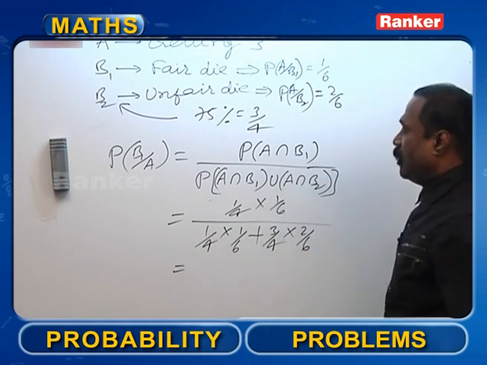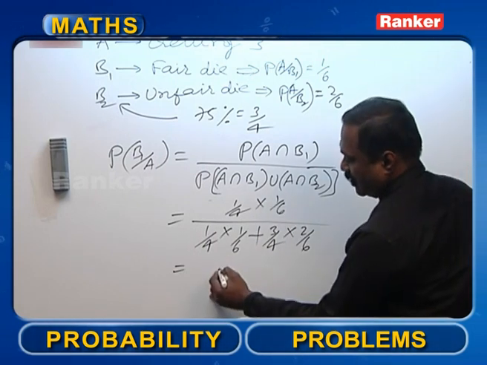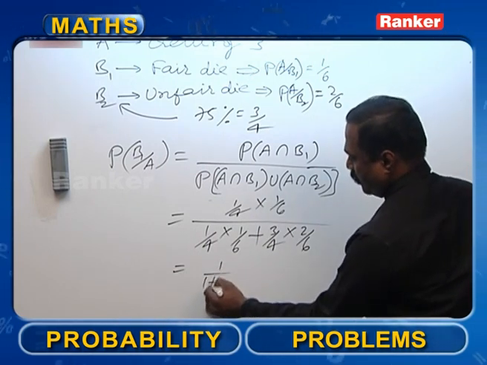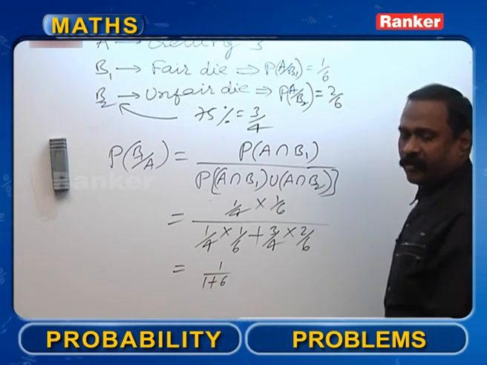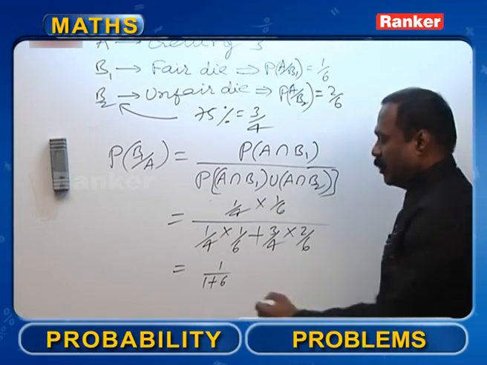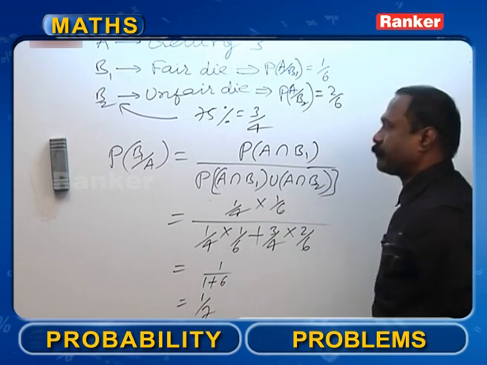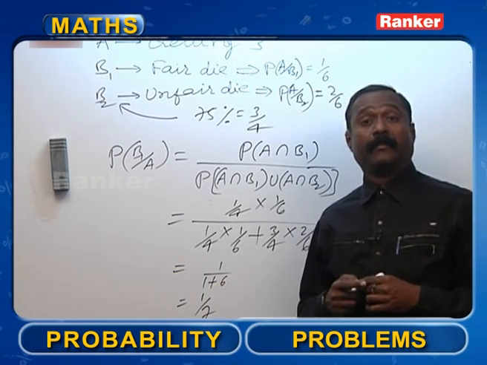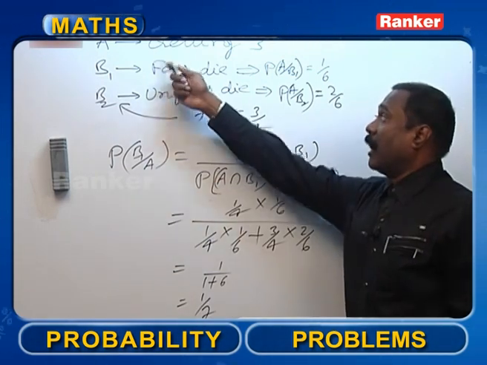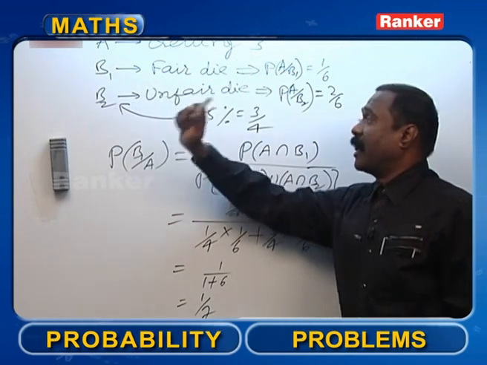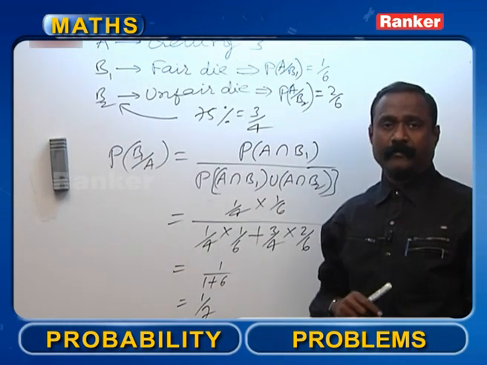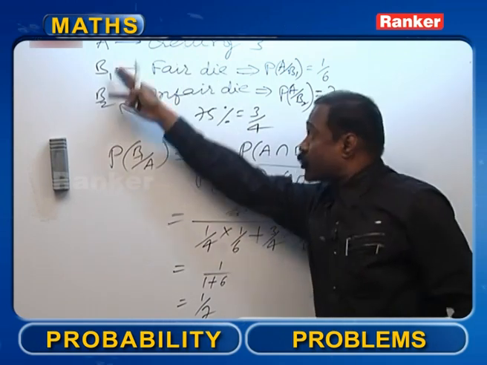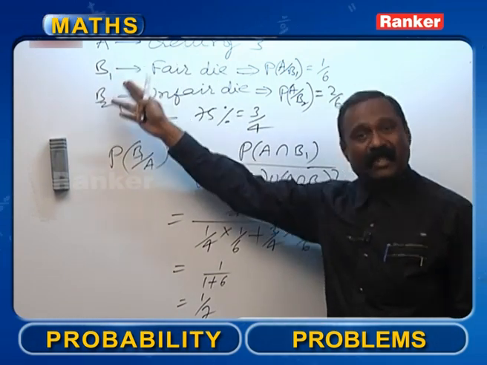So what should be now? The 6 into 4 is the LCM, 1 upon 1 plus 6. If you simplify this, you'll get the answer. It is nothing but 1 by 7. I repeat the problem. This is A, getting number 3. B1 is the fair die. B2 is the unfair die. So A happens with the two events here. What are they? B1 and B2.